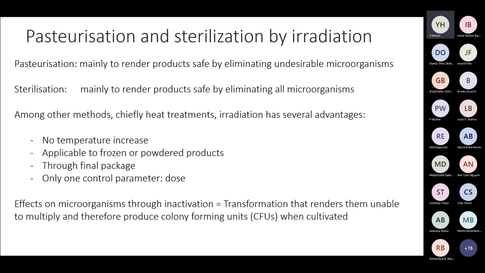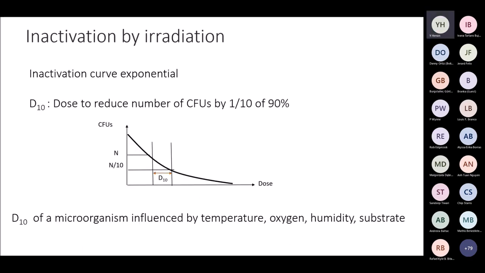So eliminate, kill, destroy, etc. I prefer the word inactivation. Inactivation being the transformation that will make an organism unable to multiply, to reproduce itself, and therefore to produce colony forming units. Because how do we know that an organism is not alive? It is by trying to make it alive by growing it, for example, on an appropriate medium. So inactivation by irradiation follows an exponential law. So in theory, you will never get to zero.